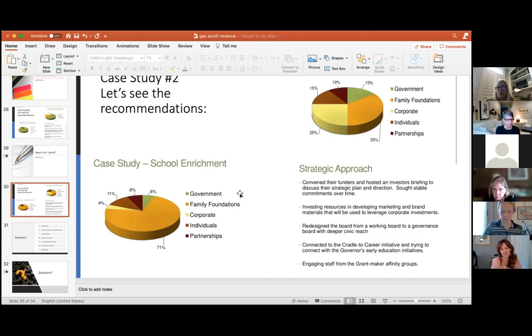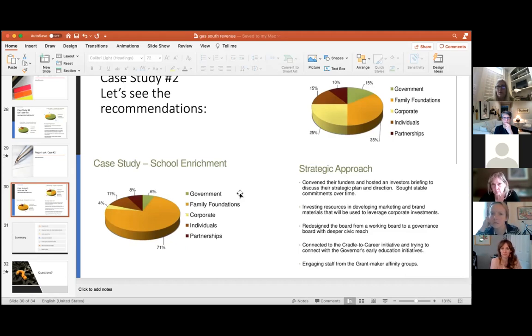They had invested resources in developing their marketing and brand, because they are in a situation where they seem similar to others in the community, but they actually have a very unique approach and very promising outcomes. And so talking about those and really getting an investment deck together and articulating themselves as that investment is what they did.